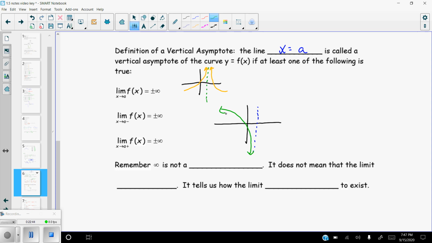So again, last time, remember that infinity is not a number. Infinity is a concept. It does not mean that the limit exists if you say that the limit is infinity. It tells you how the limit fails to exist.